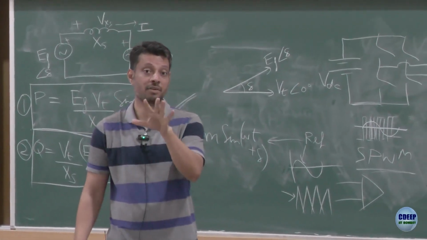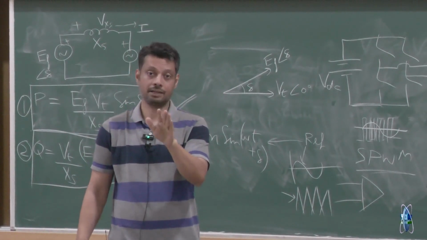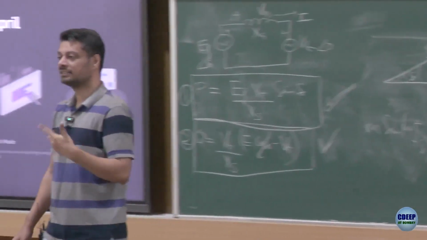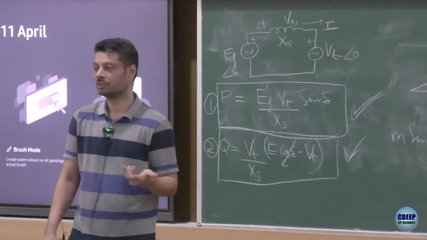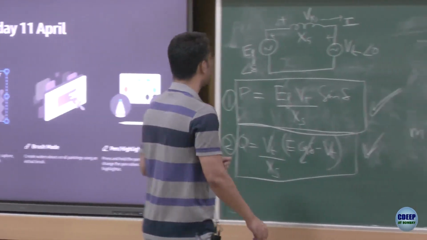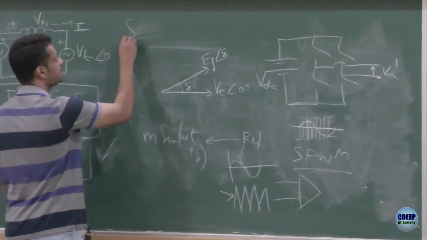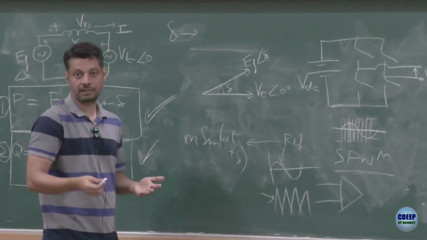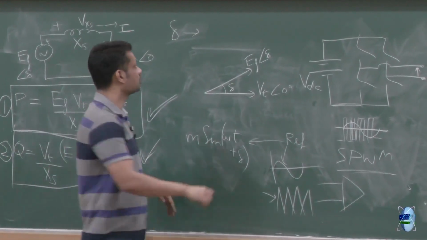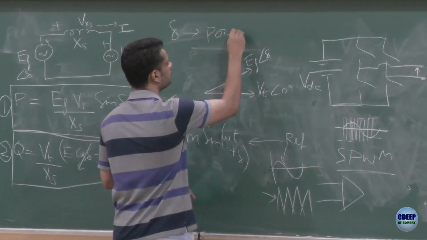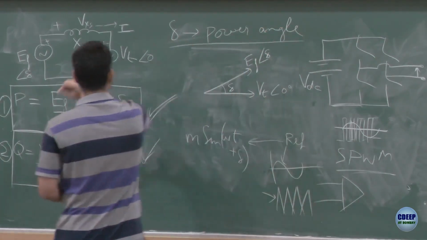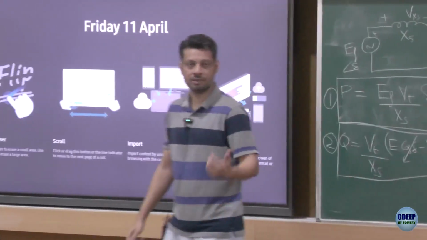No, initially you said power factor. Yeah, so remember delta is not the power factor. Delta has a different name: delta is called the power angle. Good you asked this question. Delta is not power factor. Power factor is the angle between voltage and current, not between two voltages. Delta is called the power angle. So yeah, if delta is 0 then P is 0, of course.